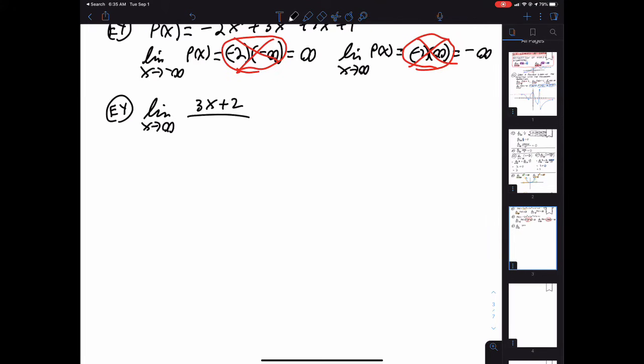This is called a rational function. A rational function is a polynomial function divided by another polynomial. Now, we're not going to use any shortcuts at first. The top is 3 times infinity plus 2. The bottom is infinity squared minus 1. And I will give you some shortcut stuff at the end.